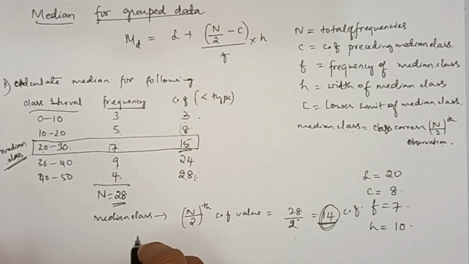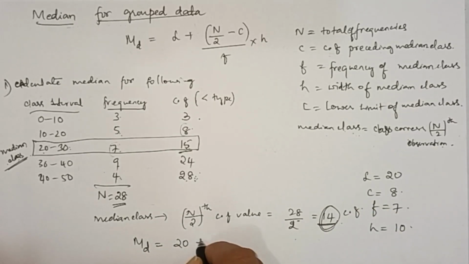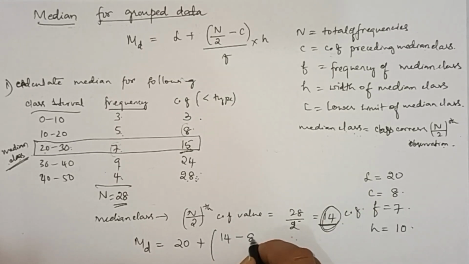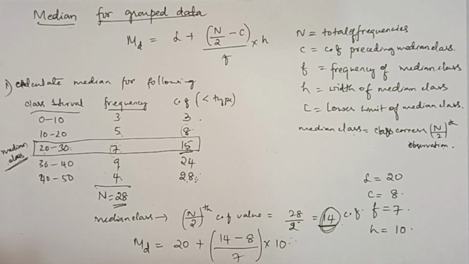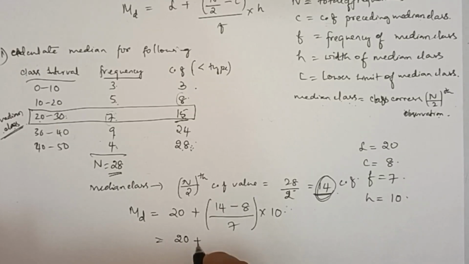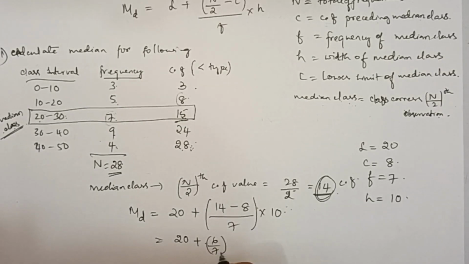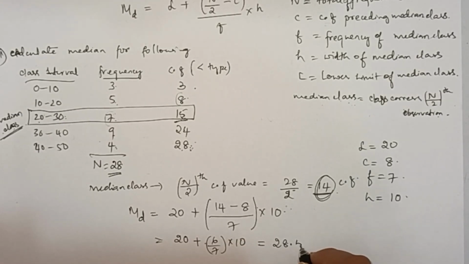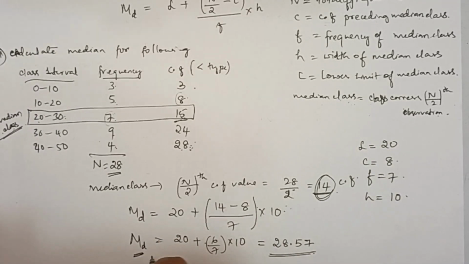Then substitute these values in the formula. L means 20, plus n by 2 means 14, minus C which is 8, divided by 7, into H which is 10. So let us simplify this: 20 plus 6 by 7 into 10. When you simplify all these values, you will get the value as 28.57. This is the median for the grouped data.